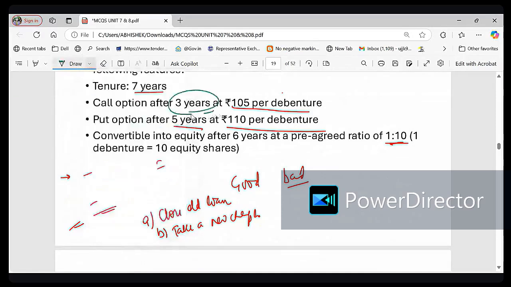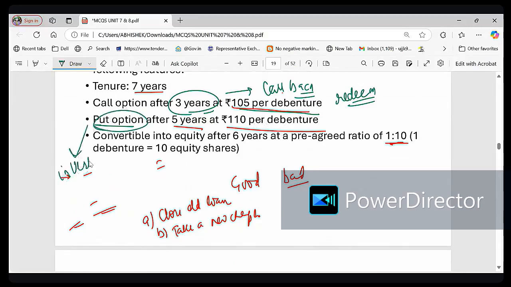What does it mean? It means that the company can call back, right? The company can call back or redeem the debenture before maturity by paying rupees 105 per debenture. Either you call it call back or you call it redeem. And the put option means the investor can force the company to redeem at 110 per debenture. Remember, this put option is available to the investor, and this call option is available to the company.